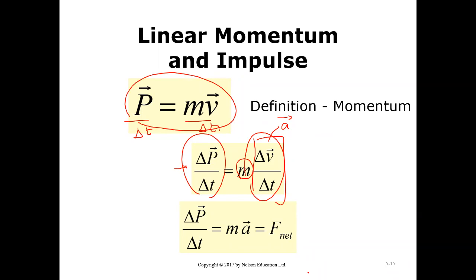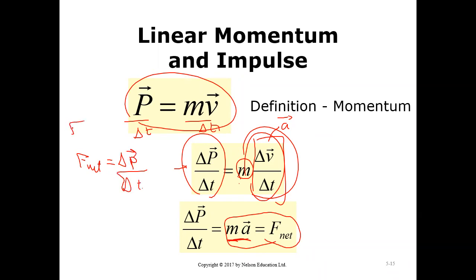Now, if you remember, mass into acceleration is what? Newton's second law, net force. That is Newton's second law, mass into acceleration. Now we have an alternative expression of Newton's second law. This is what we were told: net force is equal to mass into acceleration. Now we have another expression for Newton's second law.